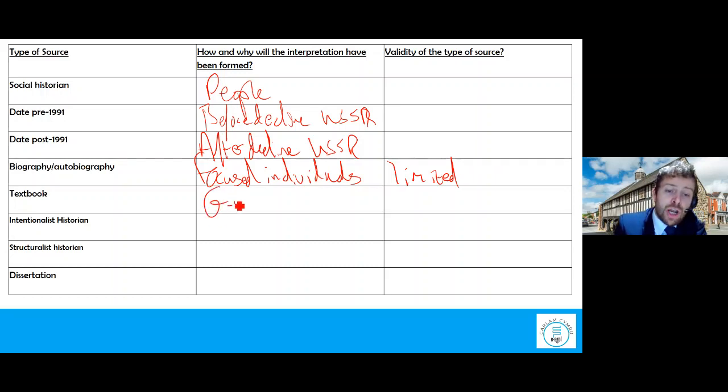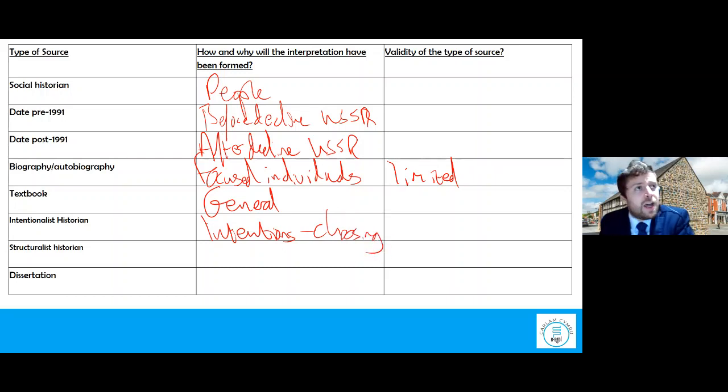Textbooks tend to be quite general, right? They're useful because you as historians, as students of history, are using textbooks. They give you really good information, but they tend to be quite general. An intentionalist historian tends to focus on the decisions made by people and their intentions, on them choosing to make a decision, choosing to take that step and choosing to push things forward. Whilst a structuralist historian tends to focus much more on the structure of government.